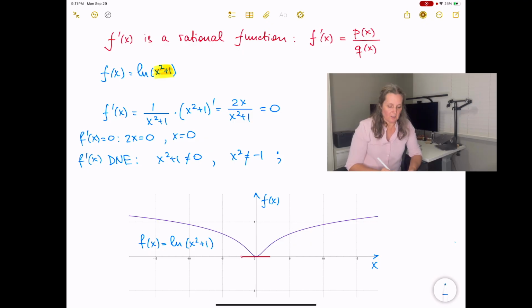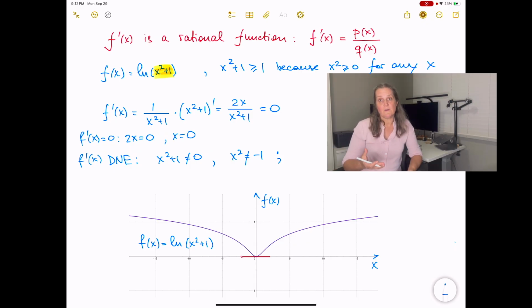And we can see that for every value of x, x squared plus 1 would be not only positive, but greater than or equal to 1, because x squared is always greater than or equal to 0 for any real number x. So we can see the graph of a function showing that our function natural logarithm of x squared plus 1 is defined for all values of x, and as we predicted, there is only one critical number, x equals 0. And at x equals 0, the derivative is indeed equal to 0.